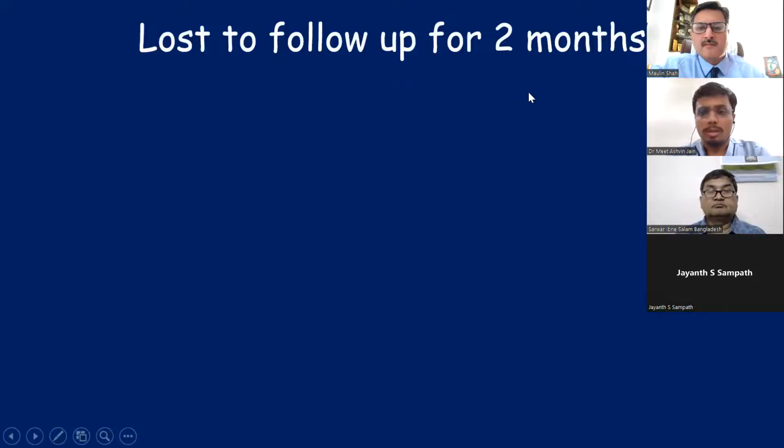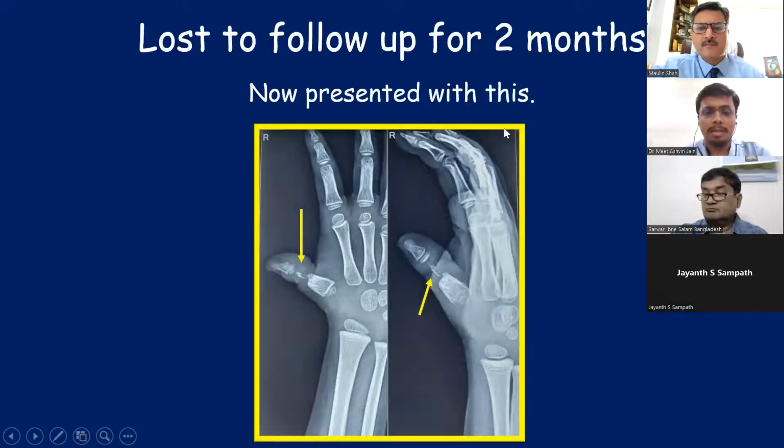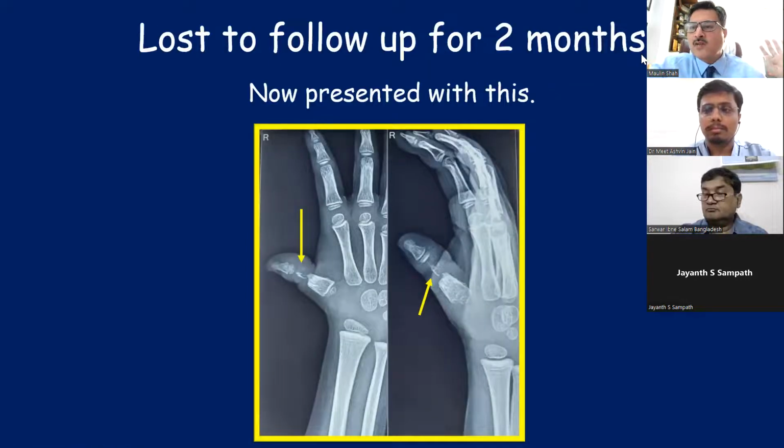So the patient was then lost to follow-up, and 2 months later, they presented to us with this. The patient had some pain, so they were frightened and removed the plaster at home, and got the wire removed at their native place, and then they came back to me at 2 months, and we got an X-ray. The thumb looked a little shorter, and I saw this sequestrum, and the phalanx was resolving.